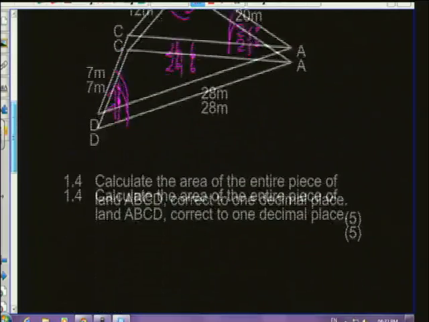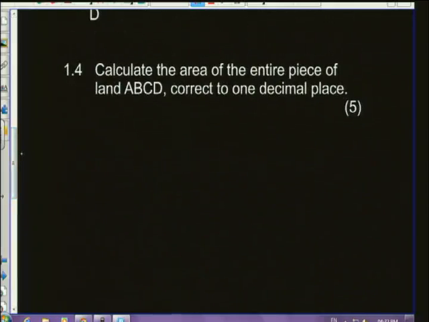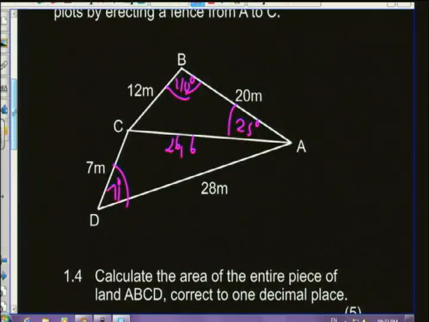Now, let's look at the next question. It says, calculate the area of the entire piece of land, which is ABCD. Now, we look at ABCD. If we look at this shape, the whole of that shape, we're not sure whether it's a square or whatever. We don't know this shape.